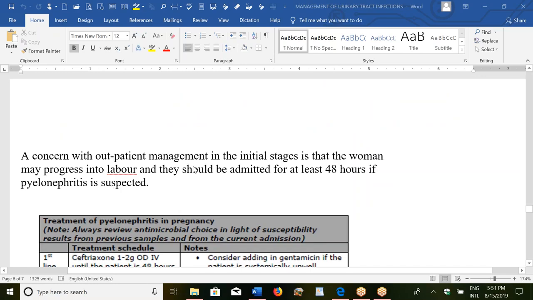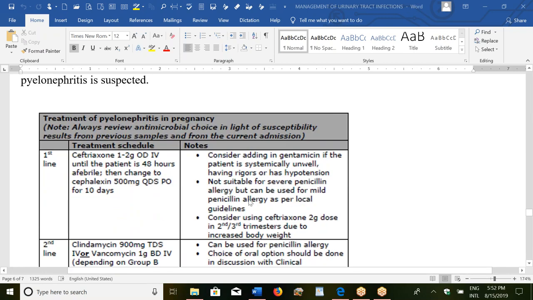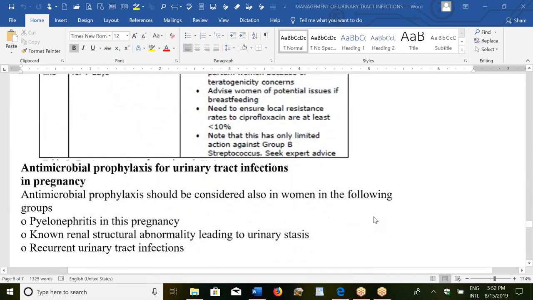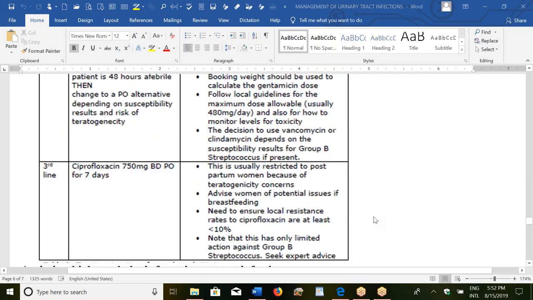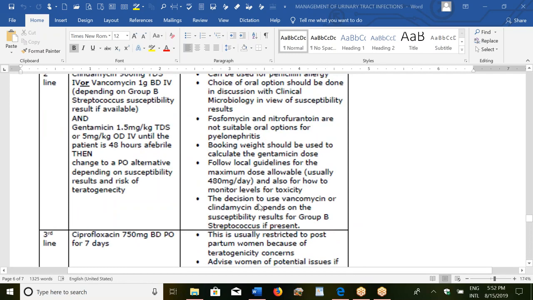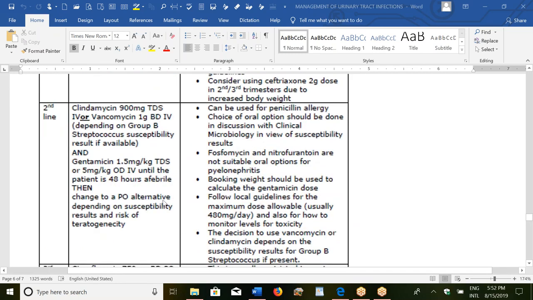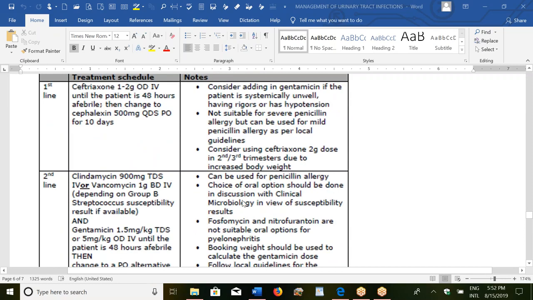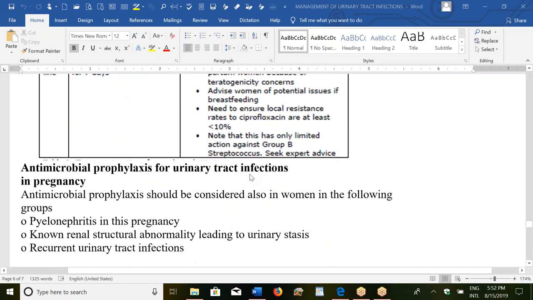A concern with outpatient management in the initial stages is that the woman may progress into labor, and she should be admitted for at least 48 hours if pyelonephritis is suspected. Because if your patient has pyelonephritis, she can go into renal failure. You can understand that would be a very bad condition because she is pregnant and then going into renal failure. This table is showing the same information, so you don't have to revise it. You can do the table or you can read the notes, whichever works for you.